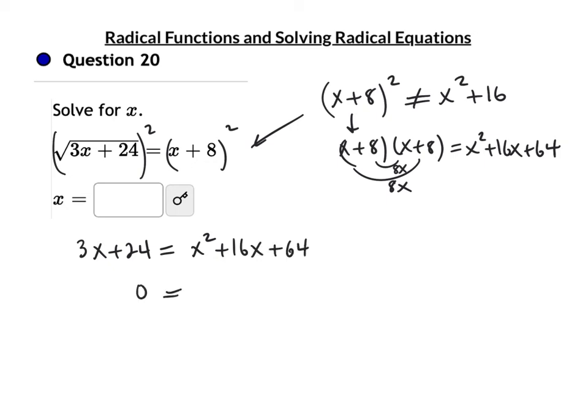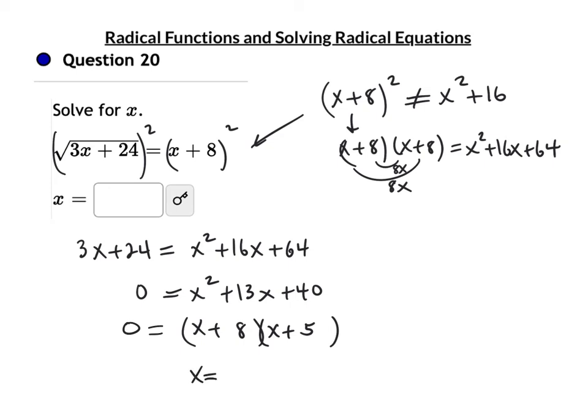I'll get this equal to 0. I'll subtract 3x, and I get 13x. I'll subtract 24, and I get 40. Factors of 40 that add to 13 are 8 and 5. The solution is what you plug in that makes 0, because 0 times anything is 0. That'd be -8 and -5. But do check to see that they work.